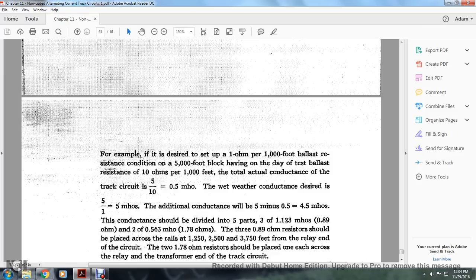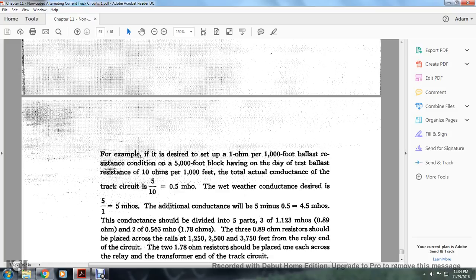For example, if it is desired to set up a 1 ohm per 1,000 feet ballast resistance condition on a 5,000 foot block, having on the day of testing a ballast resistance of 10 ohms per 1,000 feet, the total actual conductance of the track circuit is 0.5 mho, which is the reciprocal of the ohm, so basically it's an ohm.